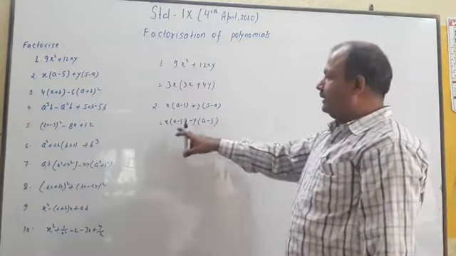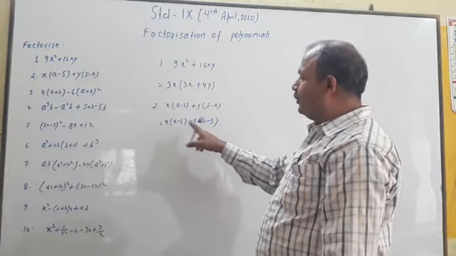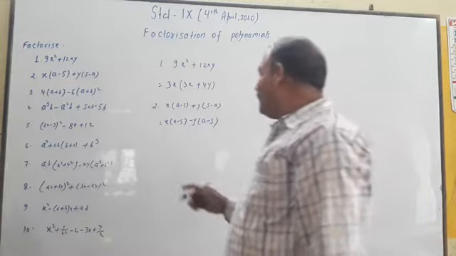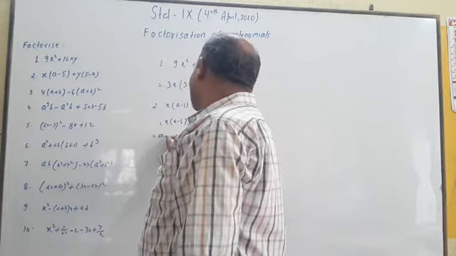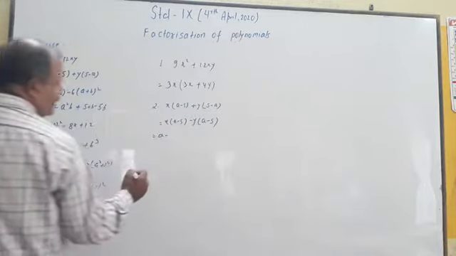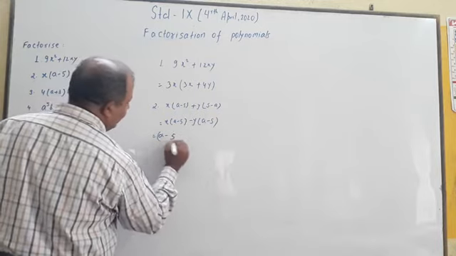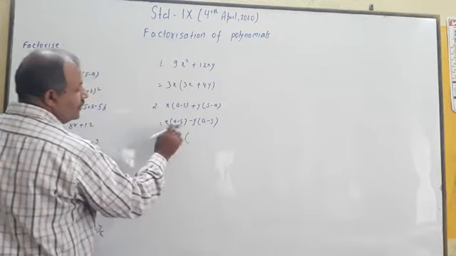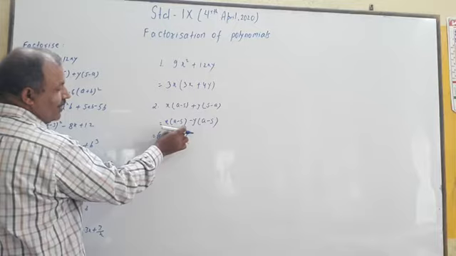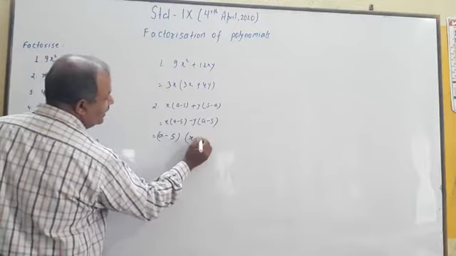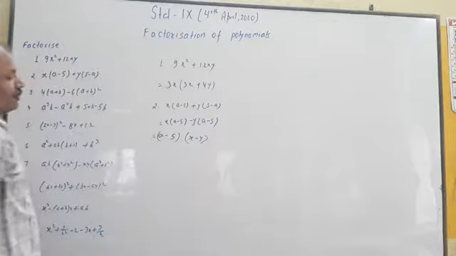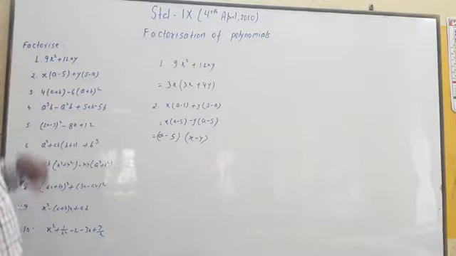Now we find a minus 5 is common in both of the terms, and it will be possible to take a minus 5 as common. Therefore, when we take a minus 5 as common, we are left with x here, and here we are left with minus y. This will be the solution of the second problem.